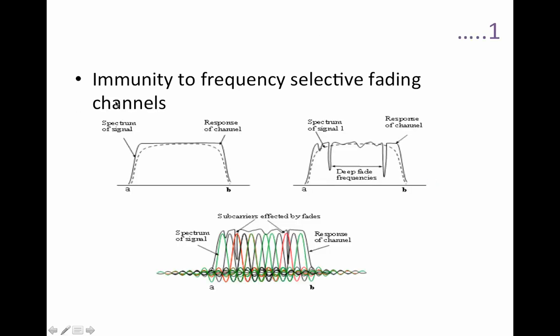Our OFDM signals are immune to frequency selective fading channels. Fading is a big problem for signals, especially when the link path is changing due to the continuous movement of the mobile users. The faded signals add up to the main signal and degrade its gain.